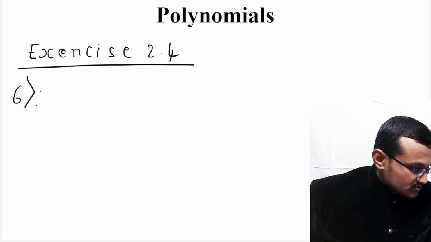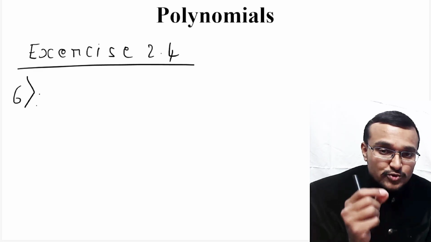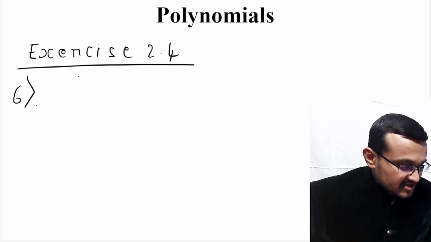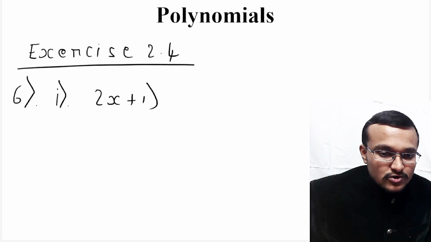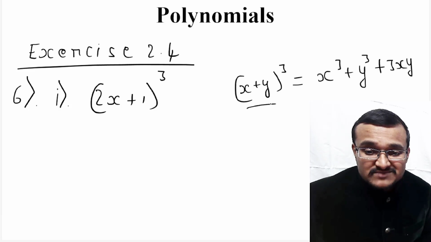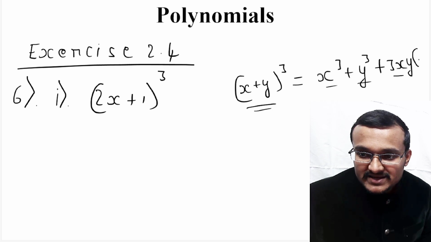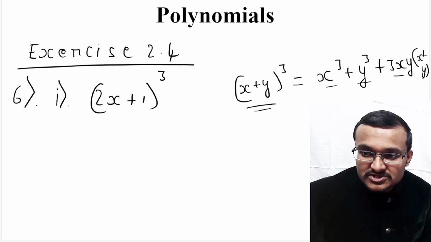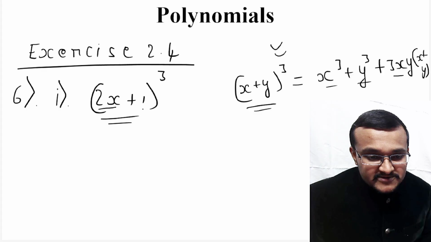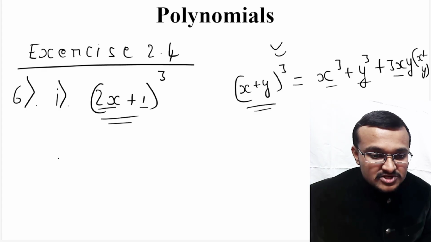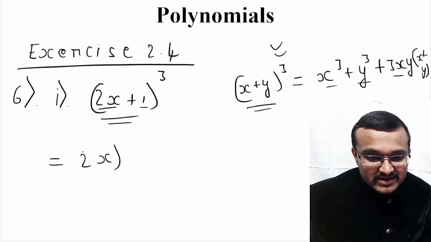In the 6th question, you have to expand the cubic forms which they have given here. The first one is 2x plus 1 whole cube. So you can use the x plus y whole cube formula. x plus y whole cube is x cube plus y cube plus 3xy into x plus y. This is the identity we have to use. Now in the place of x you have 2x and in the place of y you have 1.